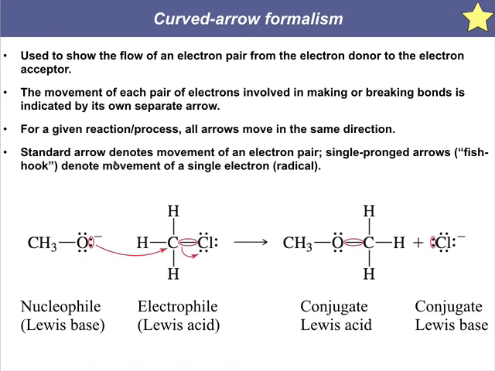Standard notation will use a single-headed arrow, or what I showed you before was a fishhook, to indicate single electron movement or movement of a radical. And we'll use a standard, I guess you'd call it a double-headed arrow, to indicate that 2 electrons are being moved, a pair. That's called the curved arrow formalism.